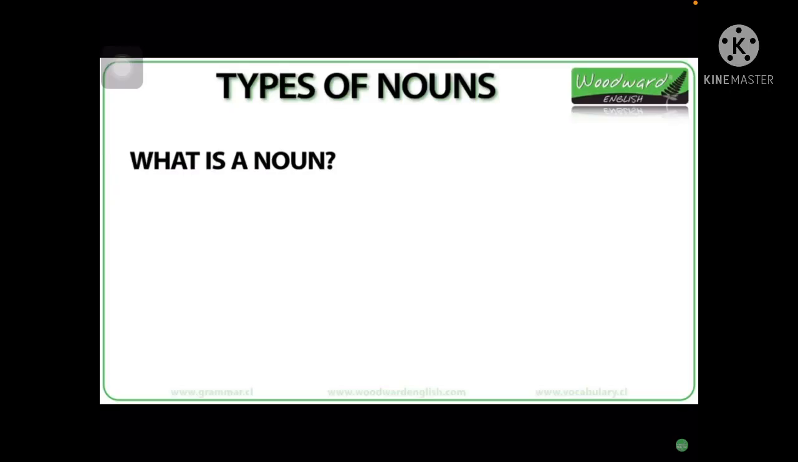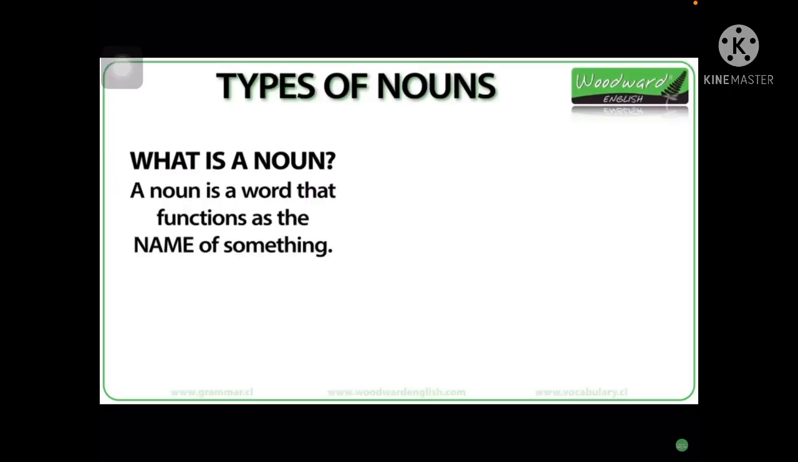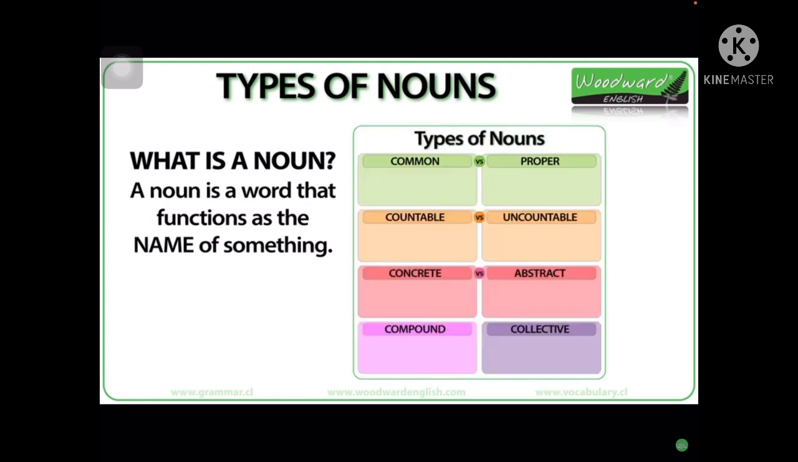What is a noun? A noun is a word that functions as the name of something. Nouns are the most common class of word in English. The 8 main types of nouns are common nouns, proper nouns, countable nouns, uncountable nouns, concrete nouns, abstract nouns, compound nouns, and collective nouns.